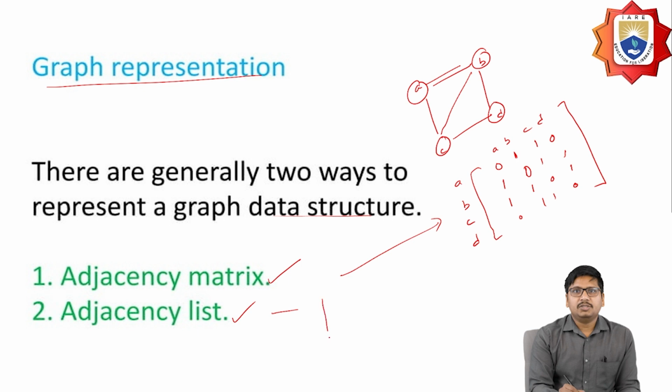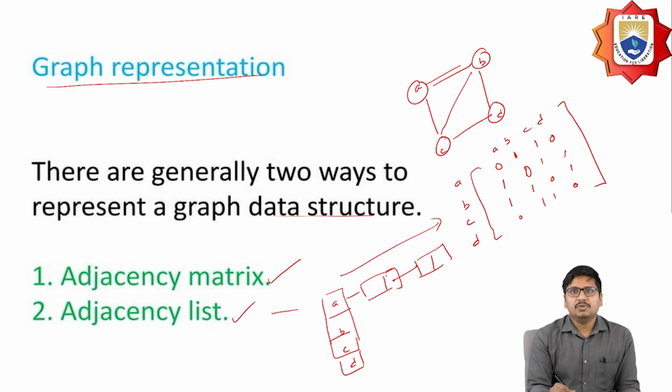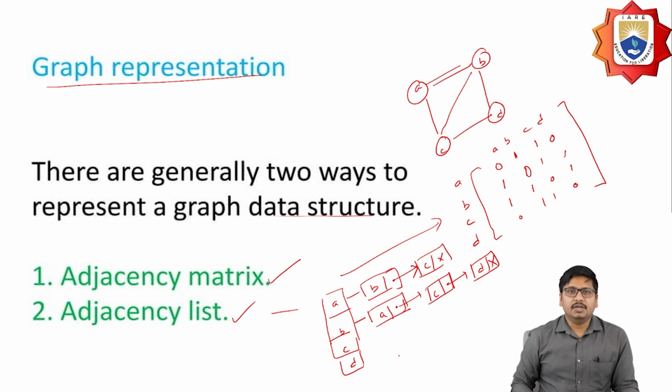Similarly, for the adjacency list, here I consider the nodes. If there is an edge, I represent it in the form of a linked list. The edges connected to A are B and C, and the remaining is 0. Similarly, for B, the edges are B to A, B to C, and B to D. Like this, we represent the adjacency list representation of the graph.